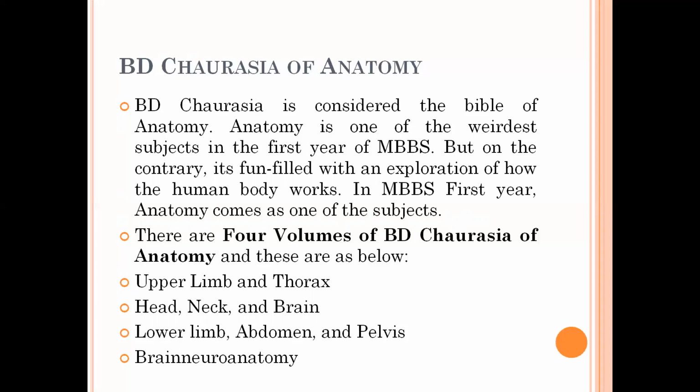There are 4 volumes of BD Chaurasia's Anatomy, and these are as below: one book for the upper limb and thorax, one book for the head, neck, and brain, one book that describes the anatomy of the lower limb, abdomen, and pelvis, and one book that covers the anatomy of the brain, neuroanatomy.